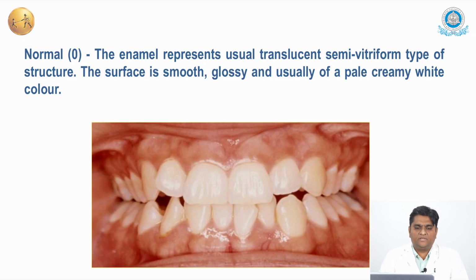Now coming to the normal enamel, that is score 0 of the Dean's Modified Fluorosis Index. This enamel represents the usual translucent semi-vitriform type of structure. The surface is smooth, glossy, and usually of a pale creamy white color, as can be seen in the picture.